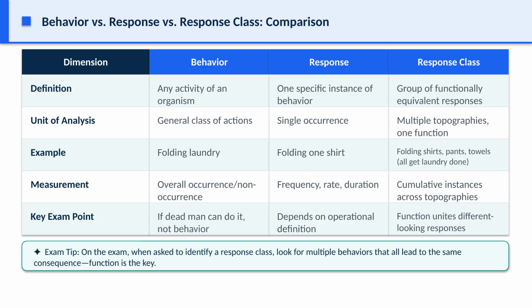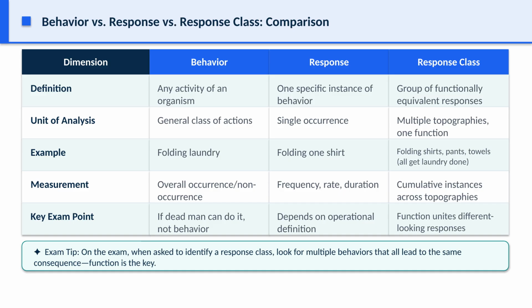On this slide, we're clarifying a critical distinction for the BCBA exam: behavior, response, and response class. Behavior is any activity of an organism, like folding laundry, that a dead man cannot do, so it's a general class of actions. A response, however, is one specific instance of that behavior, such as folding one particular shirt. Think of the unit of analysis. Behavior is a broad category, while a response is a single occurrence you can count.